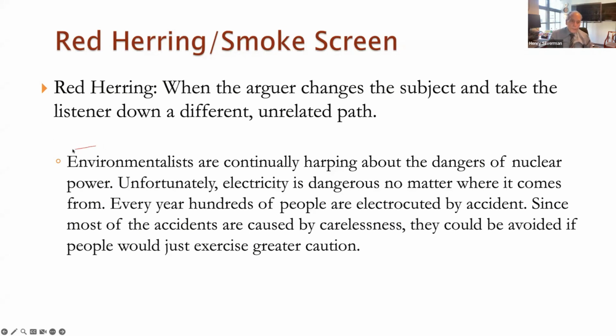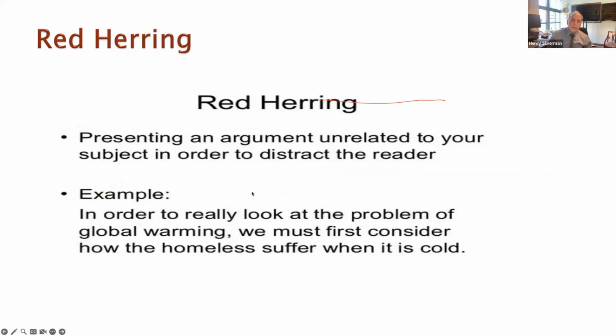Okay, so what I'm trying to say is, we're talking about the dangers of nuclear power. However, the next sentence has nothing to do with nuclear power. It starts talking about electricity, which has no relationship to nuclear power. So now the person changes the subject and takes the listener down an unrelated pathway. Right. So again, the red herring is presenting an argument unrelated to your subject in order to distract the reader.